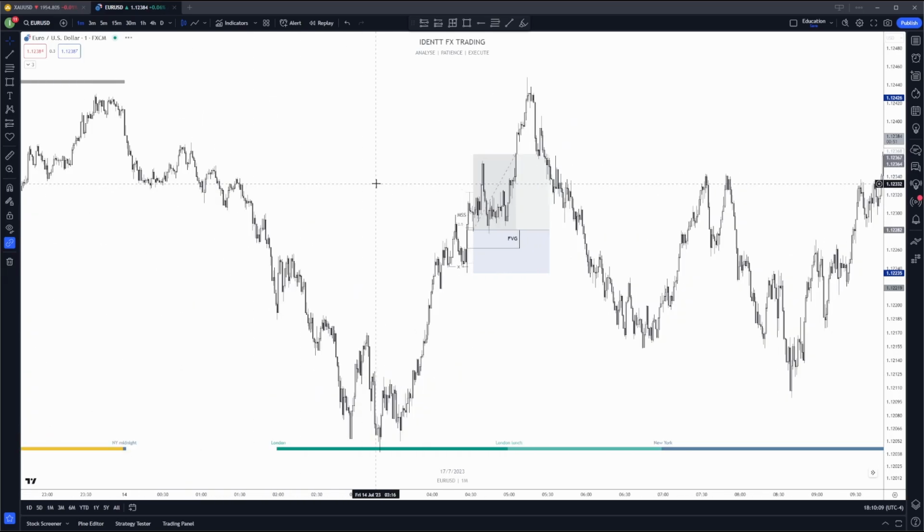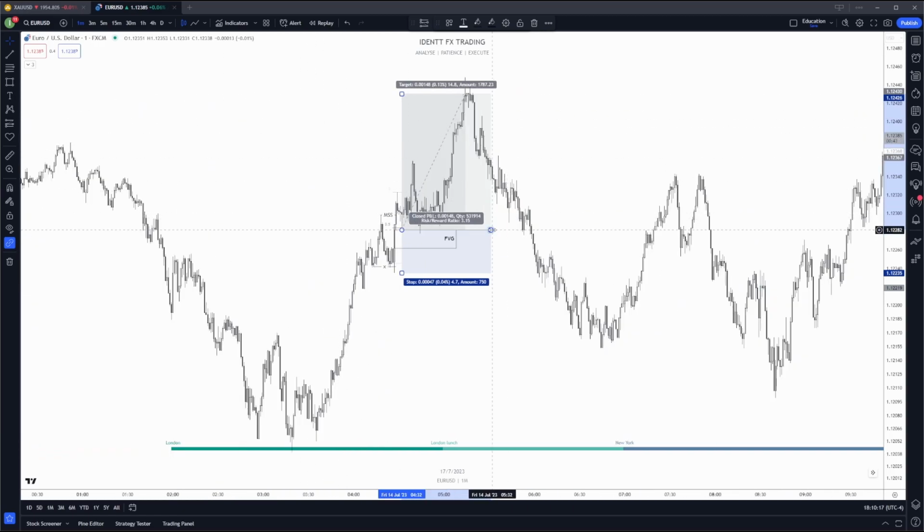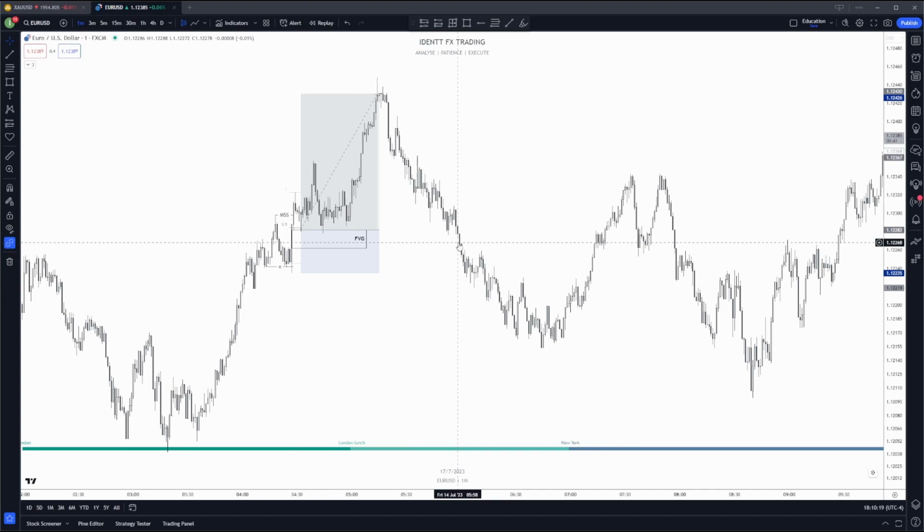And what do we target? Let's look to the left right here. What we can see is that we have this high from Asia right here that we can easily target. And in this case, that would net us 3.15R.